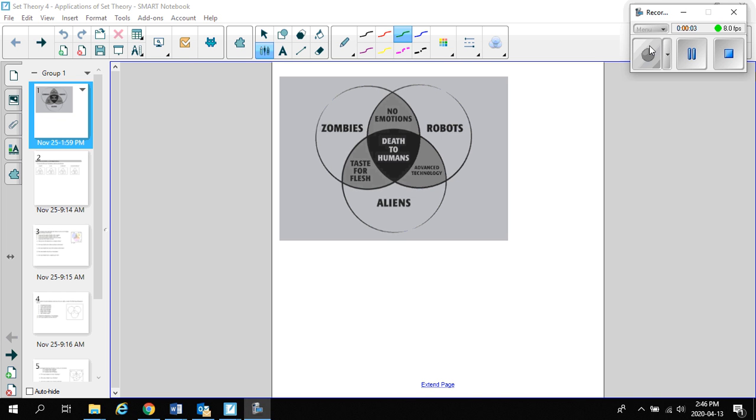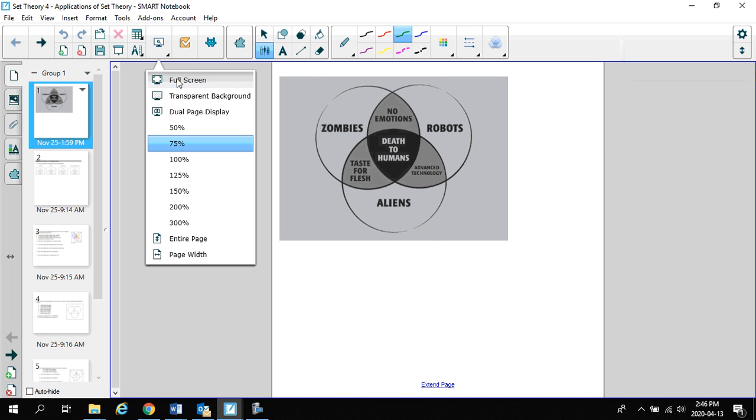All right, Math 30s. This is lesson 4 of set theory. It says applications of set theory, Venn diagrams part 2. It's kind of part 3, whatever. Obviously, got to keep going this way.